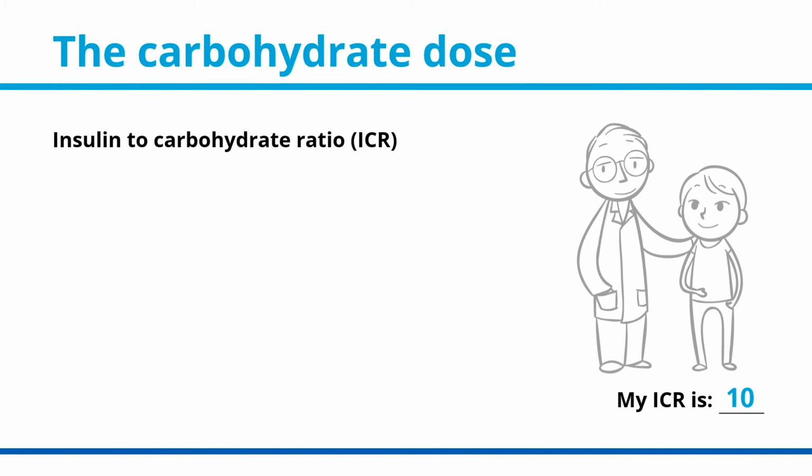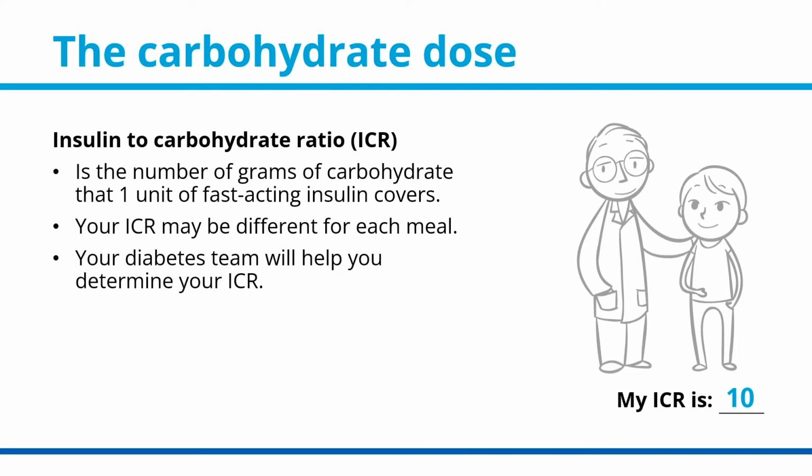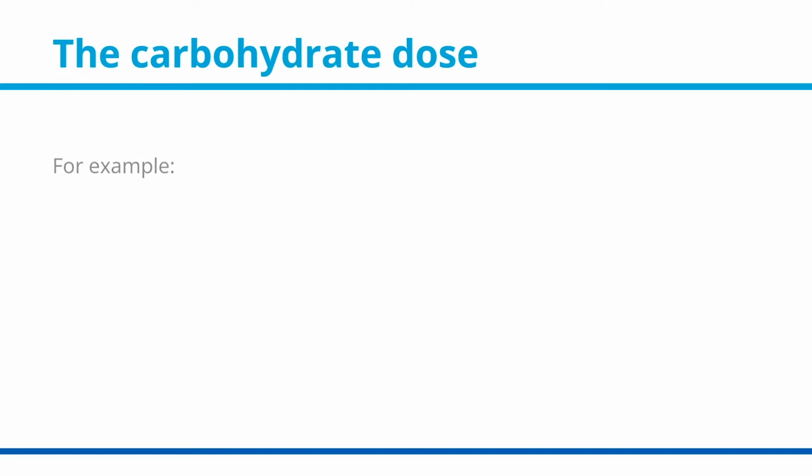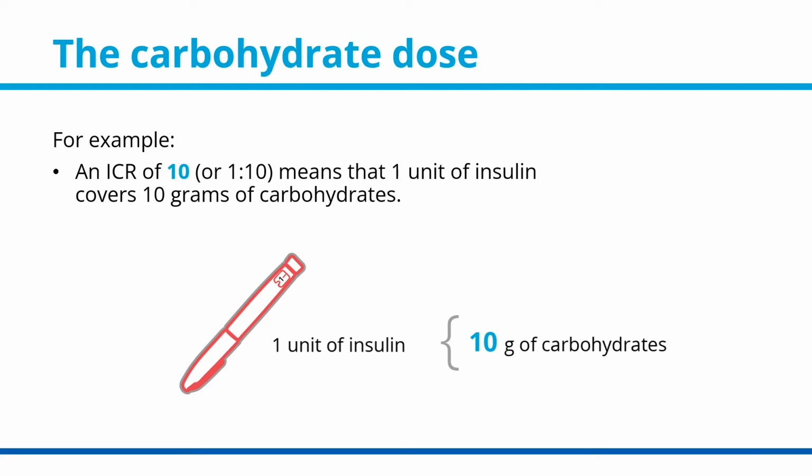The insulin-to-carbohydrate ratio, or ICR, is the number of grams of carbohydrate that 1 unit of fast-acting insulin covers. Your insulin-to-carbohydrate ratio may be different for each meal. Your diabetes team will help you determine your ICR, and it will need to be adjusted over time. For example, an ICR of 10, or 1 to 10, means that 1 unit of insulin covers 10 grams of carbohydrates.